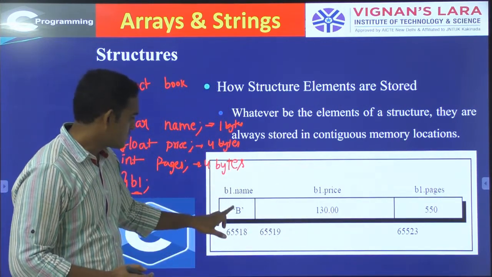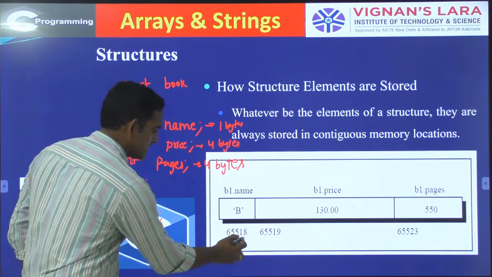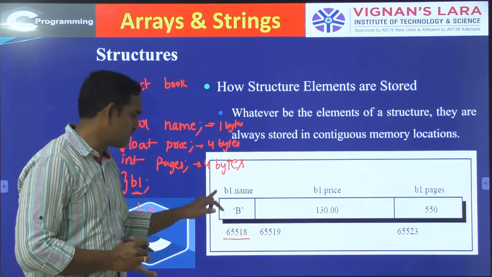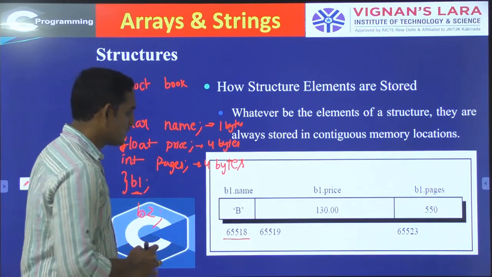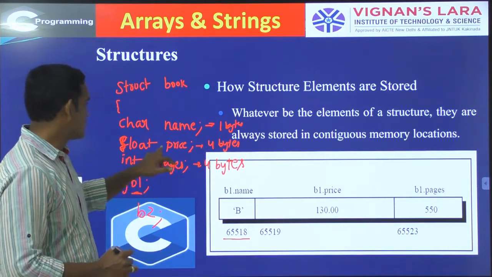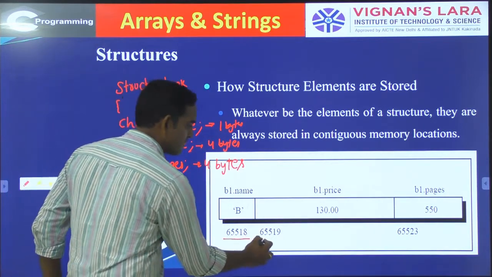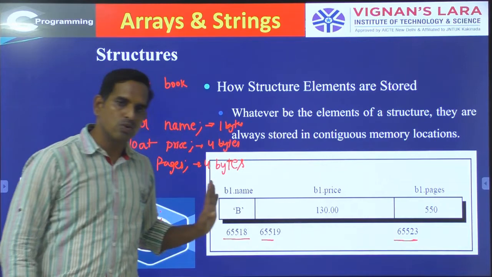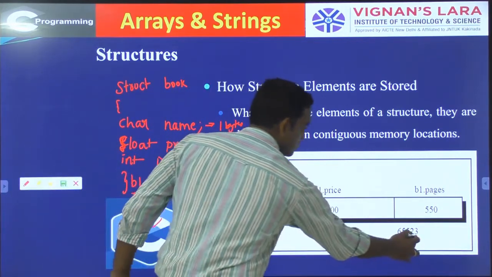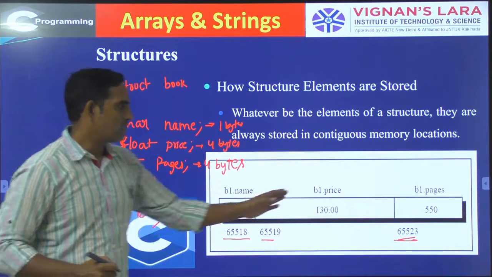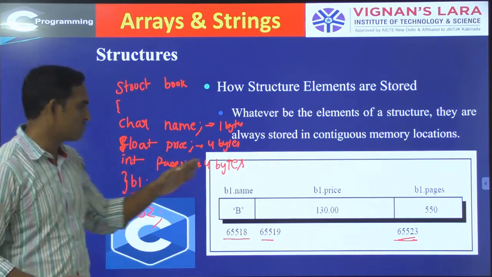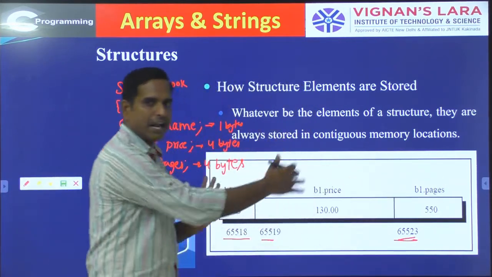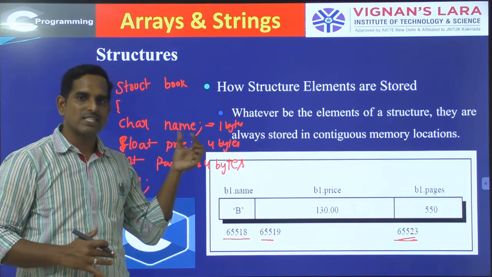If you see here, b1.name will be present in 65518 memory location. Since it needs only 1 byte, it will be present in this particular location. Next, b1.price requires 4 bytes, so it will be present between 65519 to 65522. So those 4 bytes will be used by price. After that, b1.pages also will be using another 4 bytes. So 1 byte, 4 bytes, 4 bytes, complete 9 bytes of memory will be assigned for one structure variable.